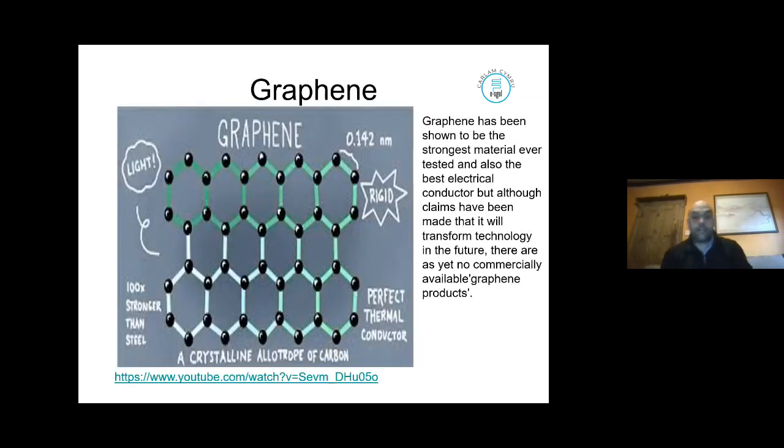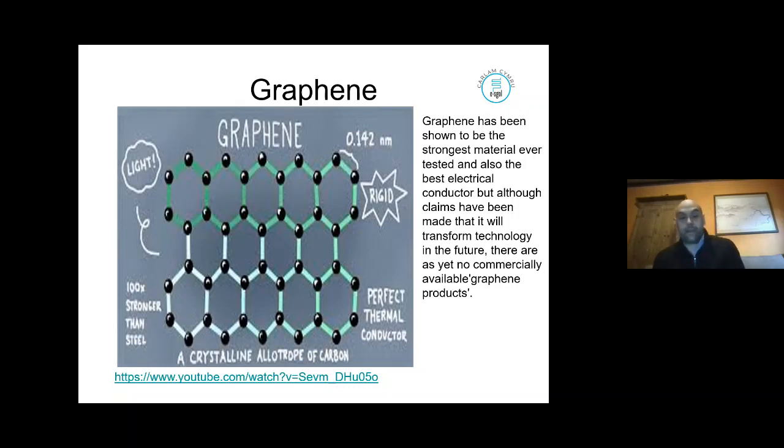Okay, then the final allotrope. This is graphene, wonder material. It's got off the scale conductivity of both heat and electricity. As you can see there, it's a perfect thermal conductor. And hopefully you'll know if it can conduct heat and conduct electricity, that's probably due to it containing free electrons again. And this is, again, just an incredibly strong material and incredibly light. And it will revolutionise technology.